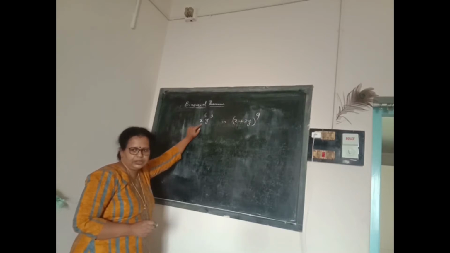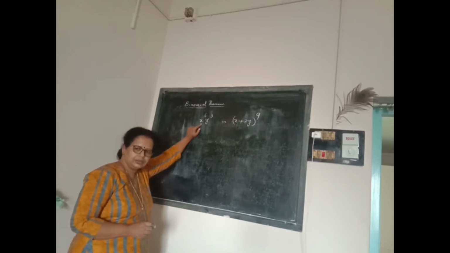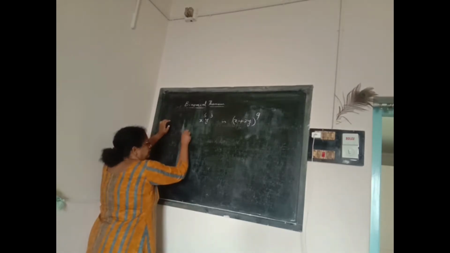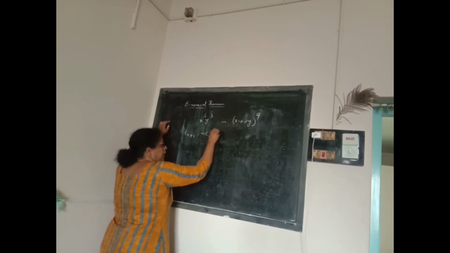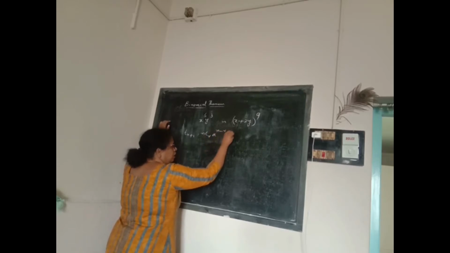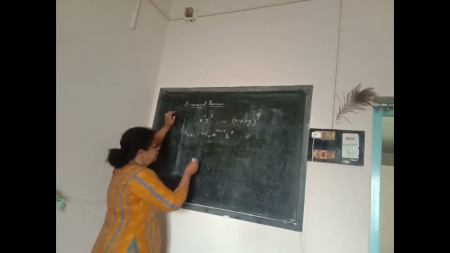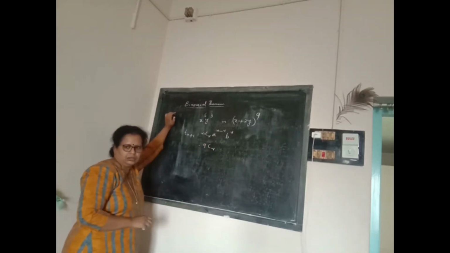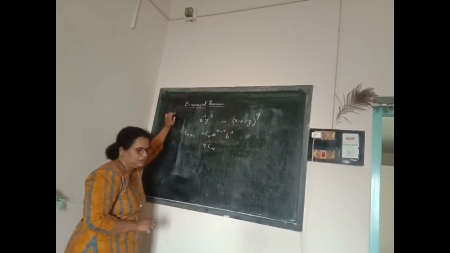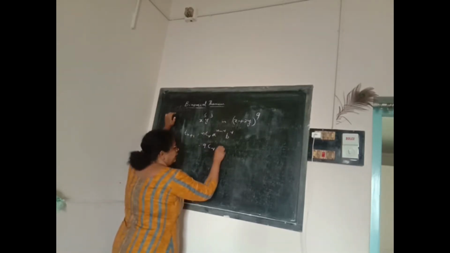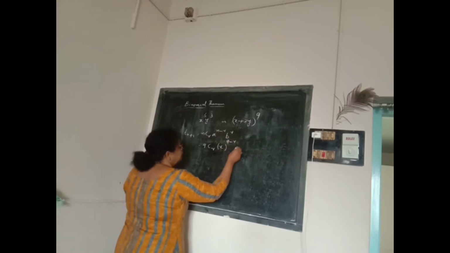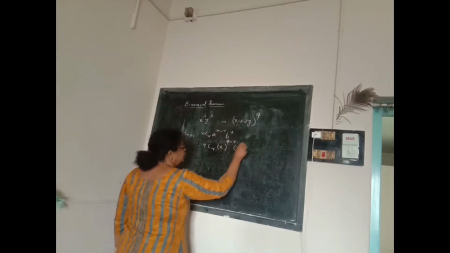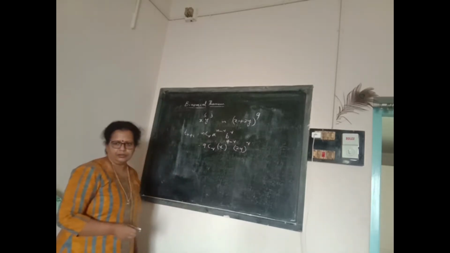If we don't know which term it is, we take the general term. T(r+1) is nCr, a raised to n minus r, b raised to r. Substituting, n is 9, r we don't know since we don't know which term. a is x, raised to n minus r, which is 9 minus r. b is 2y, raised to r. This is the general term.